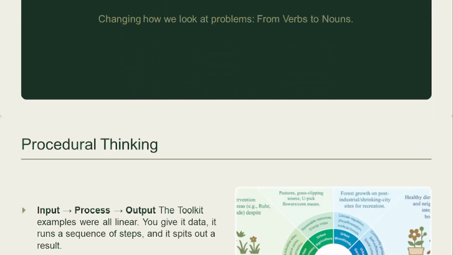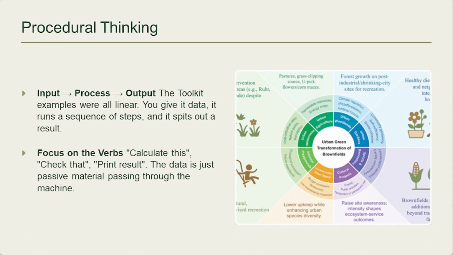First is procedural thinking, which is the approach used before OOP came. So we have input, we do certain process on the input, we get the outcome. It focuses on the verbs: calculate this, check that, print result. The data is just passive material passing through a machine.